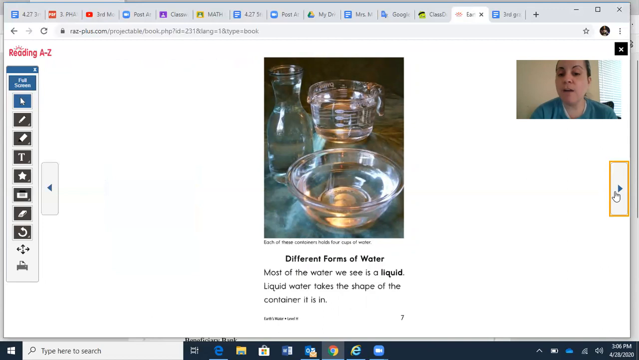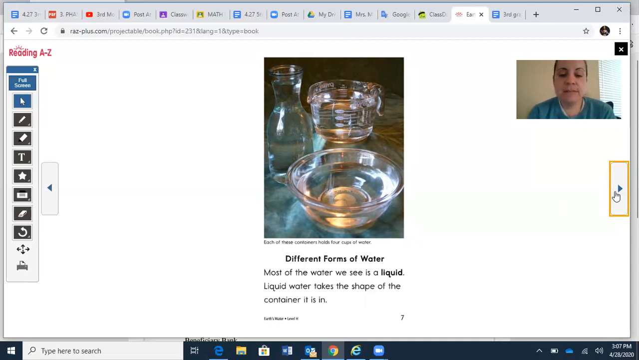Different forms of water. Now, before I start reading, we learned about the 3 types of matter, the water. It can be a solid like ice, it can be a liquid like water, or it can be a gas like steam coming up from a pot. So that's what we're going to talk about now.